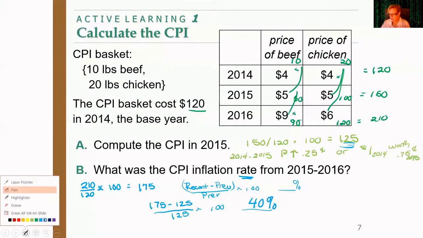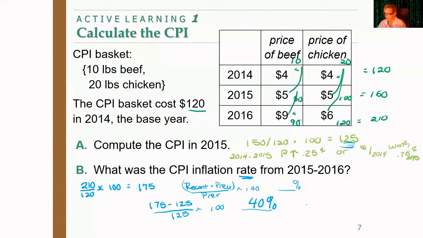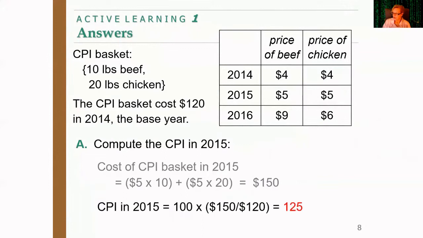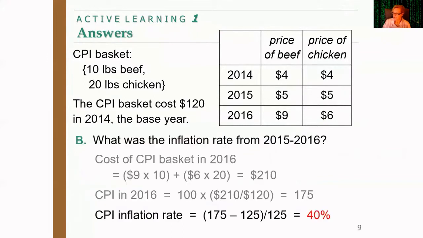To interpret that, what does that mean? It means that between 2015 and 2016, prices increased 40 cents, or the value of $1 decreased to 60 cents. Okay, hopefully that makes sense to you. And let's just double check. Yep, we got that one right. And we got that one right. Okay, that's the end of this learning objective.